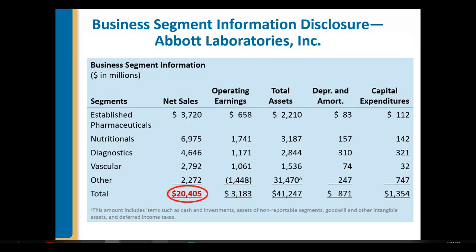This slide shows the business segment information reported by Abbott Laboratories in its annual report. Note that the business segment disclosures include a reconciliation to company totals. That is, net sales is reconciled to the company's total net sales of $21,848,000,000.